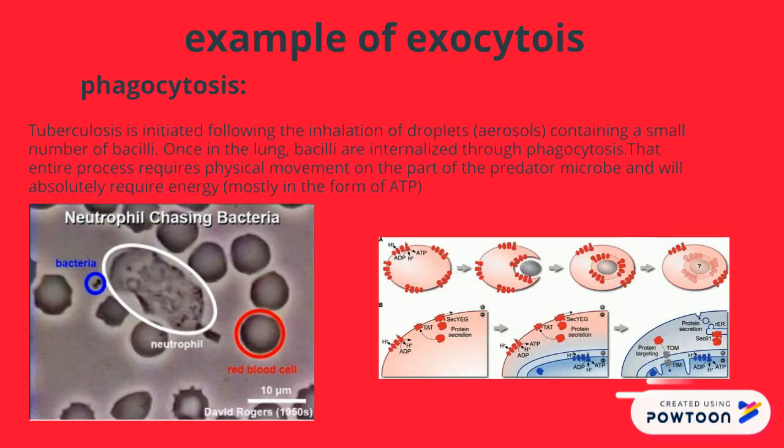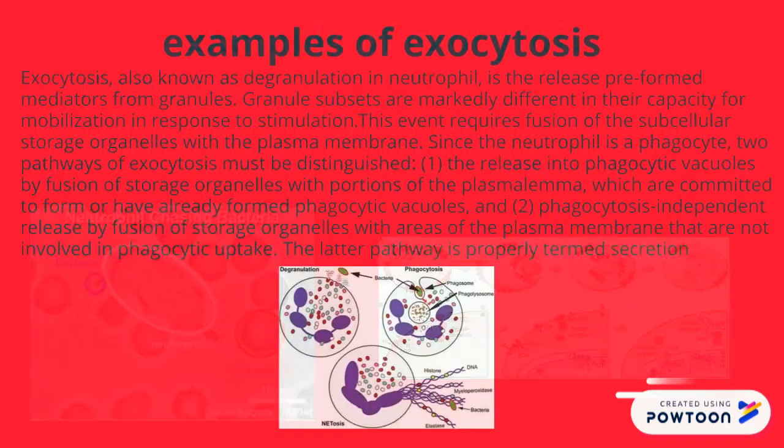Tuberculosis is initiated following the inhalation of droplets containing a small number of bacilli. Once in the lung, bacilli are internalized through phagocytosis. That entire process requires physical movement on the part of the predator microbe and will absolutely require energy, mostly in the form of ATP. Examples of exocytosis.